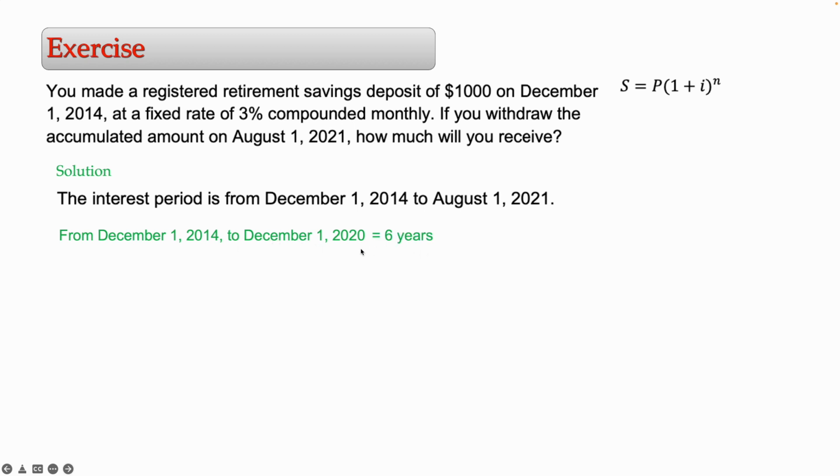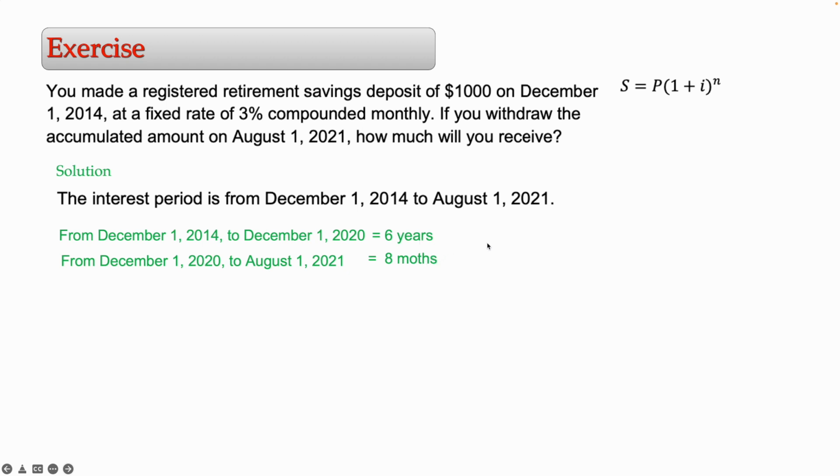And then get the rest of the term between this December 1st and August 1st. So count how many months: December 1st, January 1st, February 1st, etc., until you get August. That is the month number 8. So there are 6 years and 8 months. Always count years and months when the interest is compound interest. So you don't need to count days in this case.